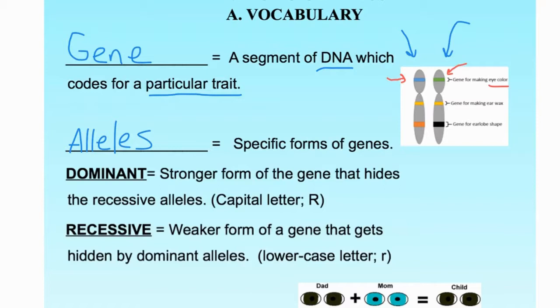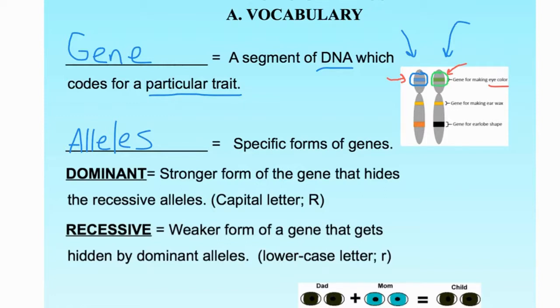Alleles are the specific forms of genes. You can see on those two chromosomes, this chromosome that they maybe got from dad has the allele to have blue eyes, where this other homologous chromosome also has the gene for eye color, but this allele is for green eyes. So that individual got one allele for blue eyes and one allele for green eyes.